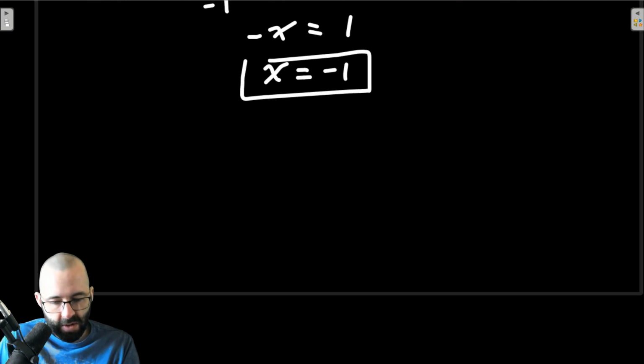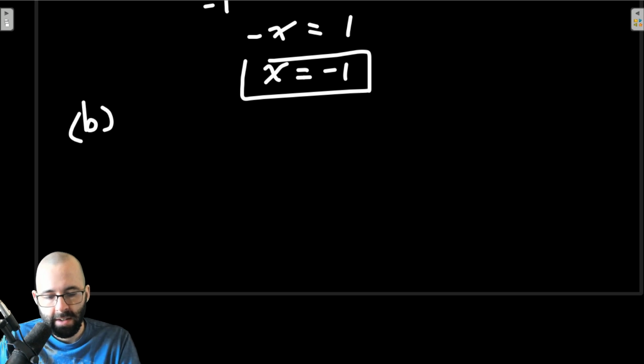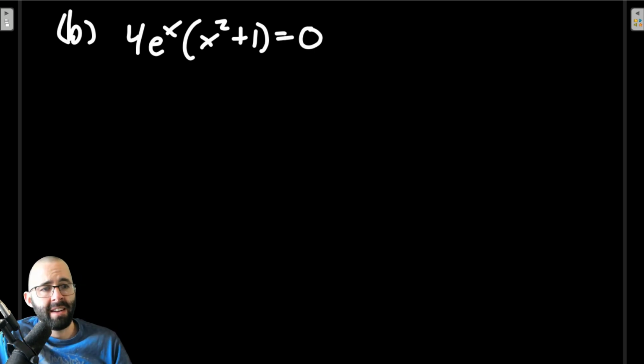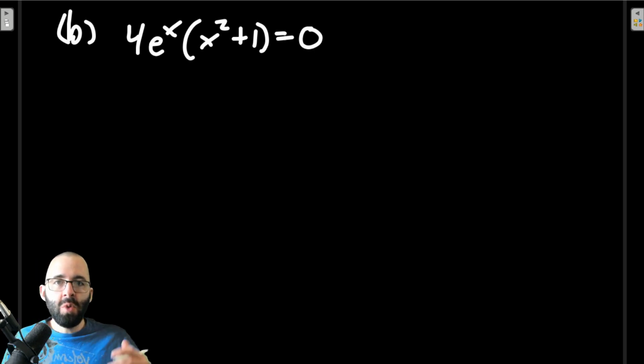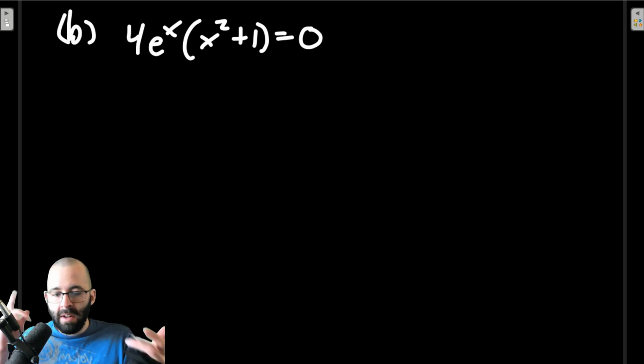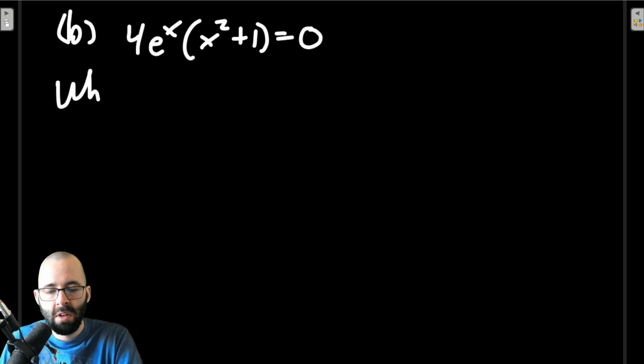All right, last example of the video. Part B. We're going to do this on the next page. I just want to make sure it fits. All right, 4 e to the x times x squared plus 1 equals 0. Now this one looks real kind of bananas. But remember, the principle of zero product says that if you have two things that are multiplied that equal 0, this is going to be true when each piece equals 0.